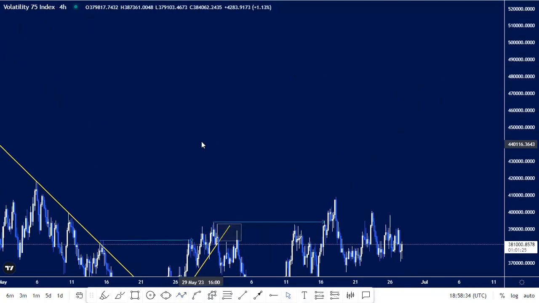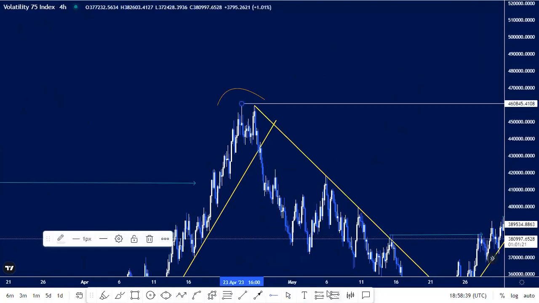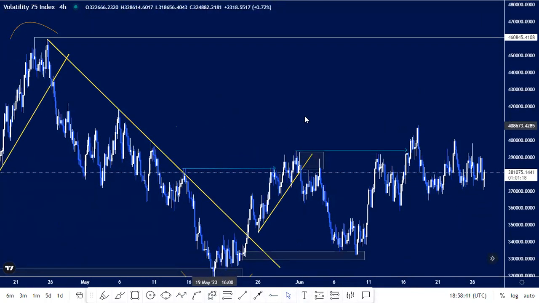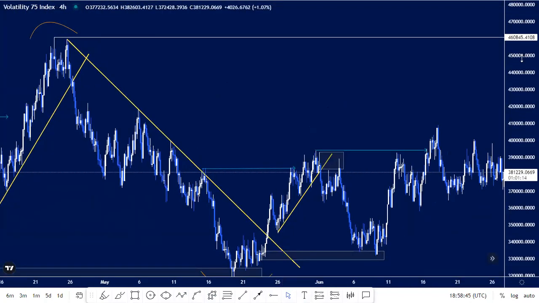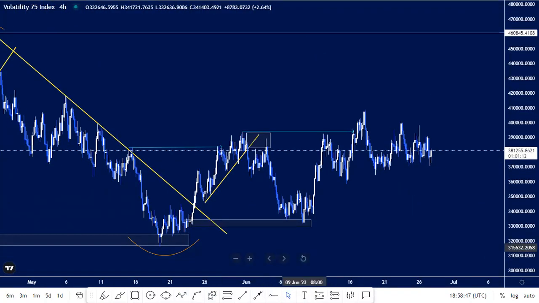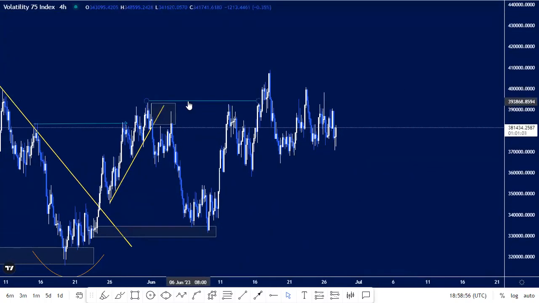And remember, our major target is still this one. Because all of this is internal structure, whatever is happening in between here. It's internal structure because our high is that one, and our low is this. Whatever happens in between a high and a low, it's called internal structure. It's simply internal structure. So break of structure. After a break of structure, we expect a pullback.